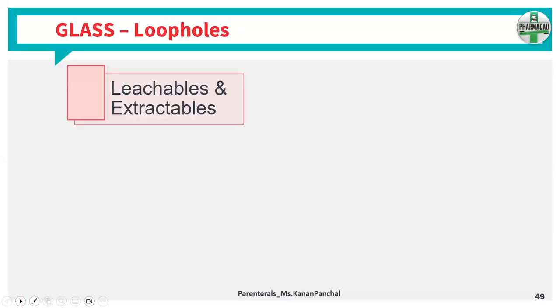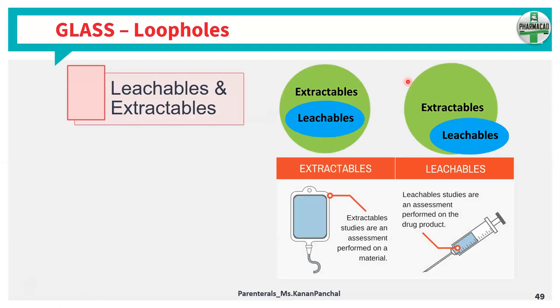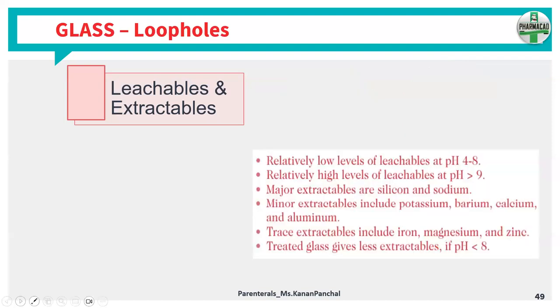But then there are some challenges with glass, these leachables and extractables, okay? So when you want to test leachables, so these both are inside your glass, all right? But over a time, the leachables can leach out. It can come out of your container into the formulation. So if you want to analyze the leachables, you will have to test the drug product. That is, you have to test the formulation inside the glass. If you want to test the extractables, you will do the testing of the material itself. Okay, so that is what is extractable leachables.